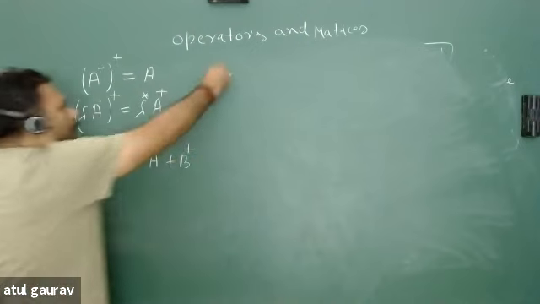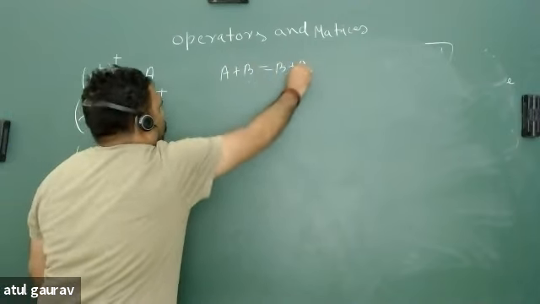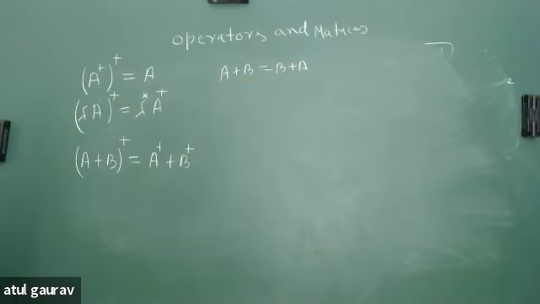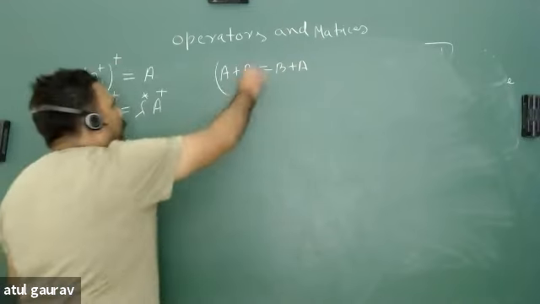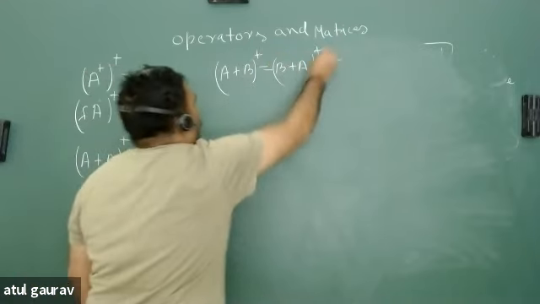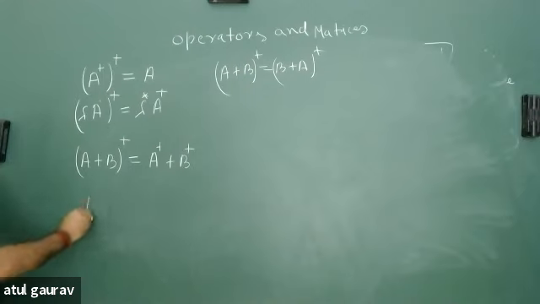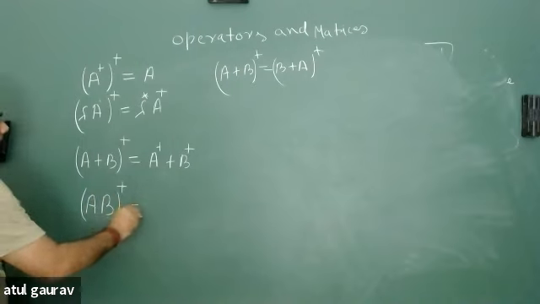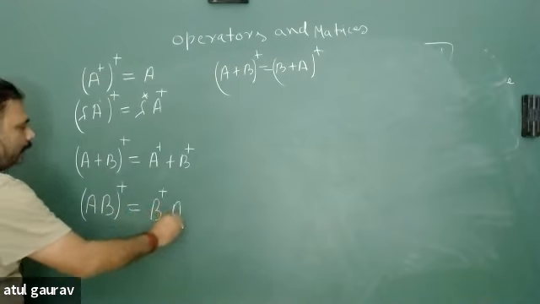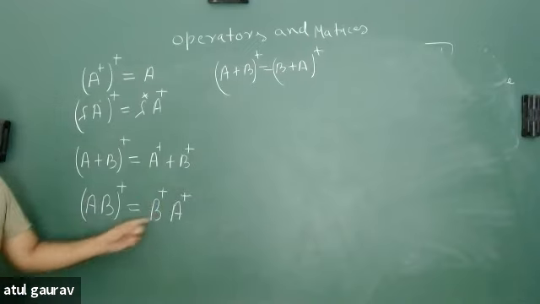And obviously for operators you can write A plus B is equal to B plus A, and if you take the dagger of the whole, you can write it as the whole dagger. So there is not any problem, and you can use this. But the most important thing is that if we are writing AB dagger, this will be B dagger A dagger. So AB dagger is equal to B dagger A dagger.